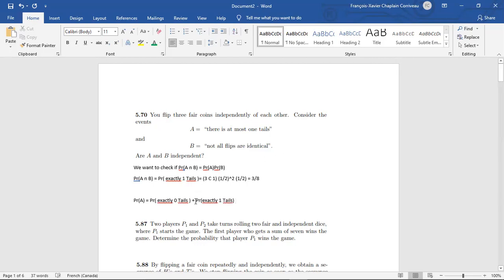Now this thing we just computed. So what is the probability of having exactly 0 tails? Exactly. So this is just 1/8 plus 3/8, which is just 1/2.